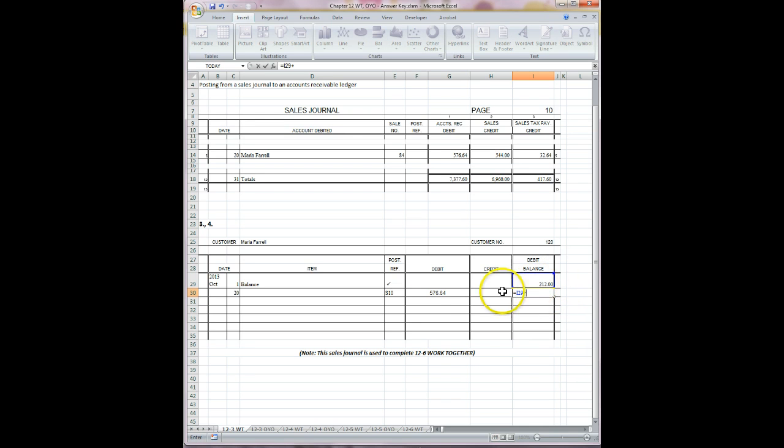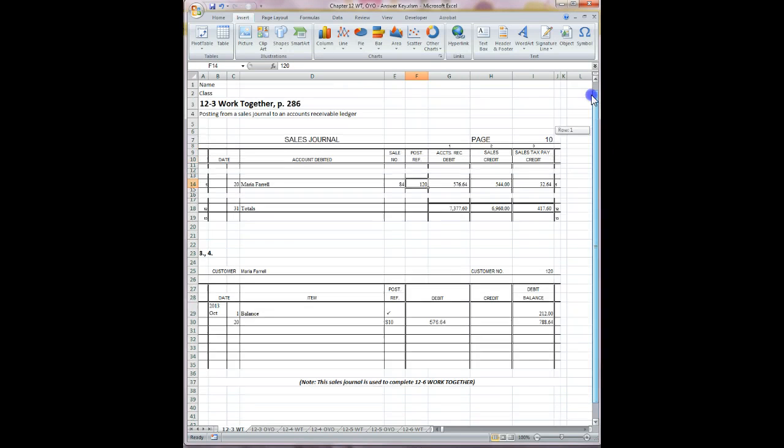And so now we need to total our new balance. We had two debits, so we add them together. We have $788.64. And of course, the very last step is that we now have to go back to the journal and put the customer number right here in the post ref column of the journal. So that's going to be 120. And so we've completed the two parts of work together for 12-3, and it is time to move on to 12-3 on your own.